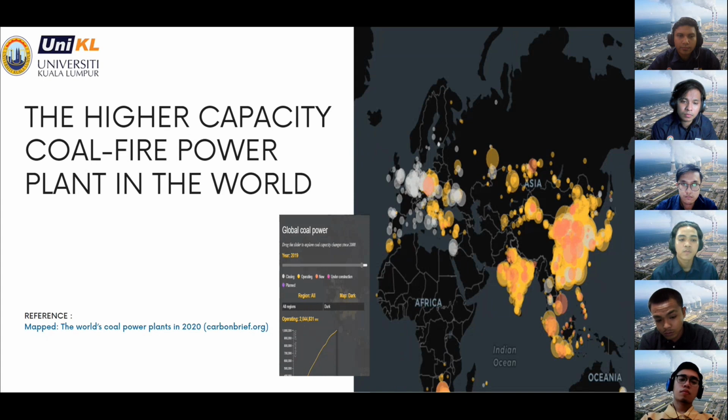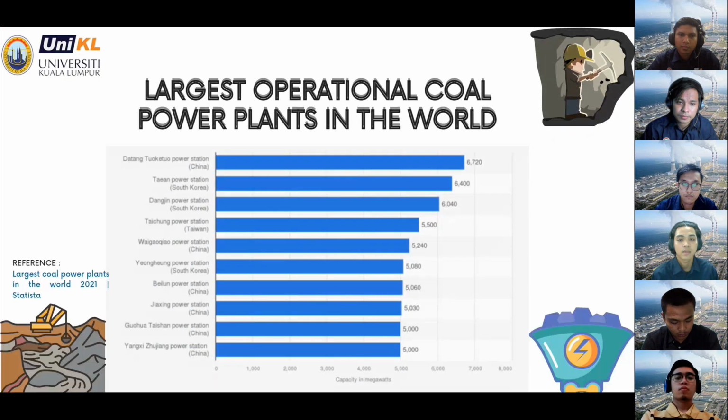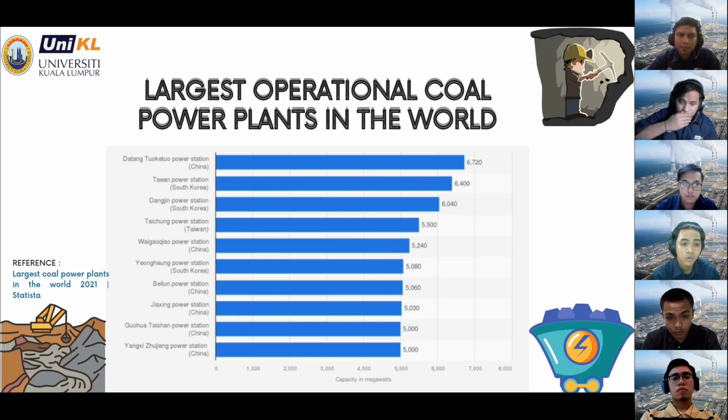Next, the highest capacity coal-fired power plants in the world. Here we can see that the Asian countries have many of the coal-fired power plants in the world. Next. The largest operating coal power plants in the world are the 7 largest coal-fired power plants in the world, which are monopolized by China.